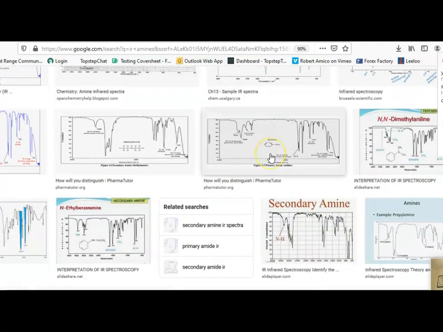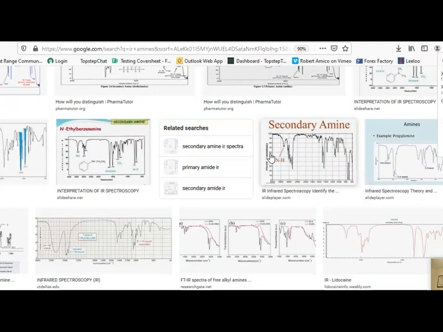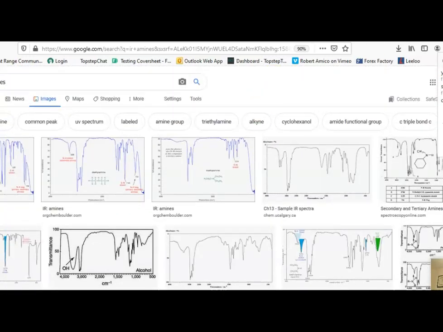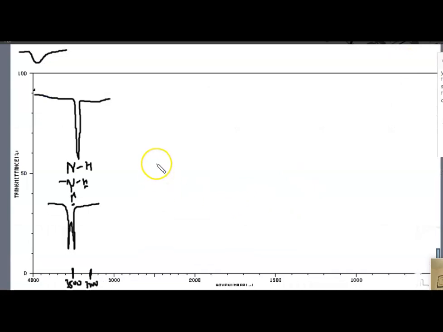I'm going to give you examples on the exam that are very obvious. I'm not going to give you ones that are hard to see. Okay, so that's an example of an amine.